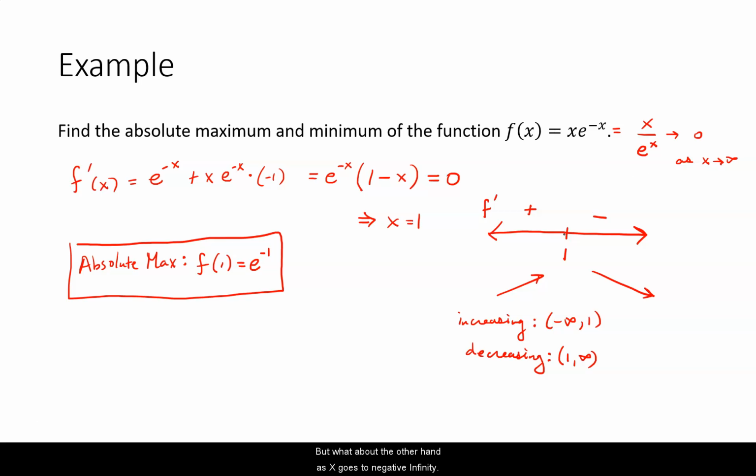But what about, on the other hand, as x goes to negative infinity? What happens there? As x goes to negative infinity, well, then you've got something in the numerator that approaches negative infinity, and something in the denominator that approaches 0. Which means this is going to blow up in the negative direction. So in the case as x goes to negative infinity, this will go to negative infinity. In either case, there's no absolute minimum.